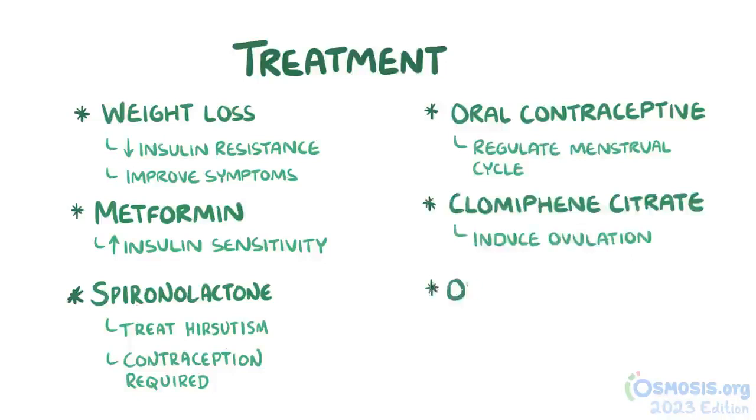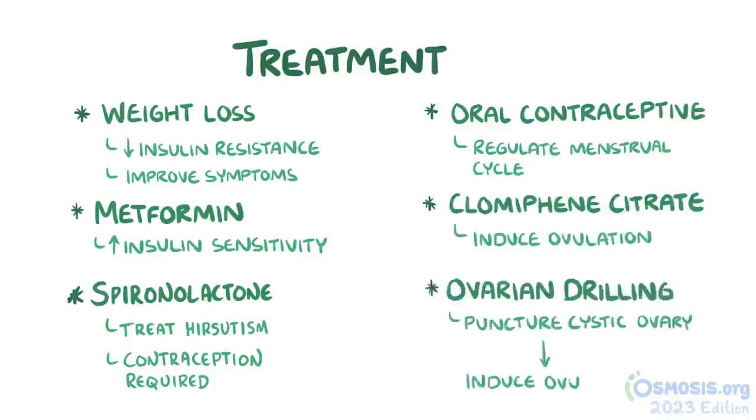A procedure called ovarian drilling, which involves puncturing a cystic ovary, can induce ovulation, though it's not recommended for everyone because it can damage the ovary, and it doesn't resolve the overall hormonal imbalance.